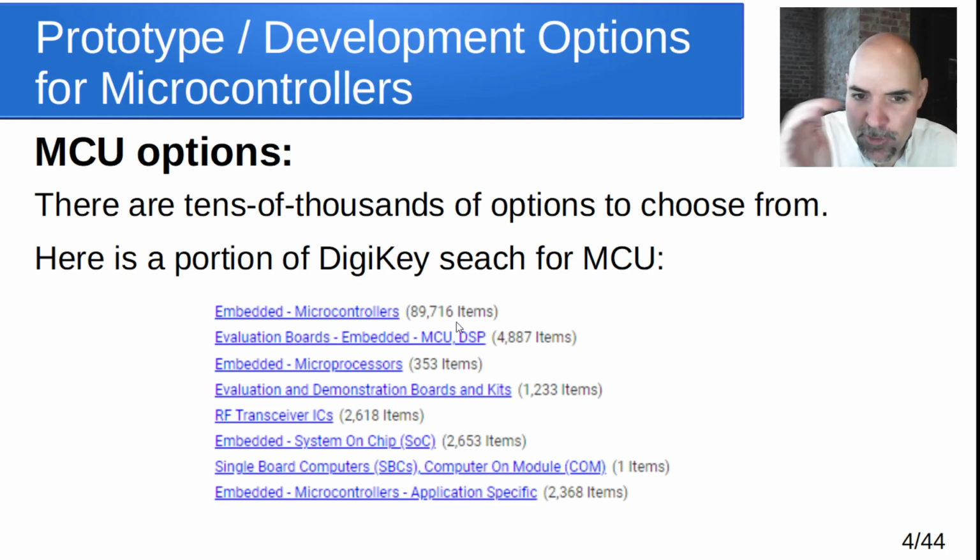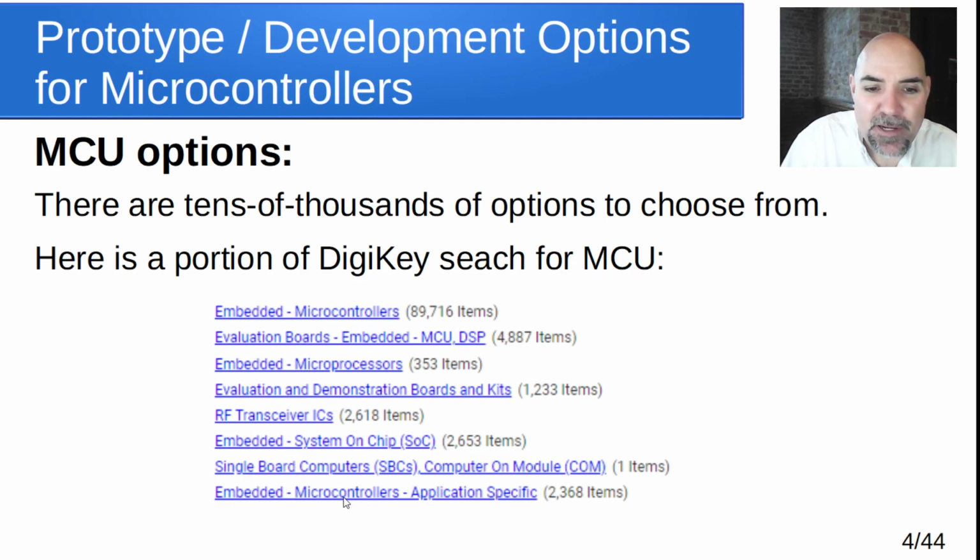And these are individual product items. It's not like they have just 90,000 microcontrollers in stock. This is 90,000 distinctly different product choices to choose from. And that's not all of them. If you look down here, here's embedded microprocessors. There's a few of those. Here's RF transceivers. There's 2,600 of those, but a lot of times these include a microcontroller in them as well. So these are those wireless ones I was talking about, and these system on a chip things down here, 2,600 of those.